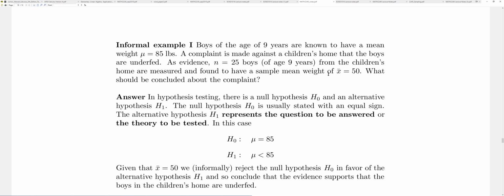Given that the average weight of the 25 boys is 50, and that 50 is significantly less than 85, we're going to reject this H0, so reject the H0 in favor of the H1. In this case, your evidence supports the claim that H1 is true, that the mean weight of the boys is less than 85, and so the boys are being underfed.